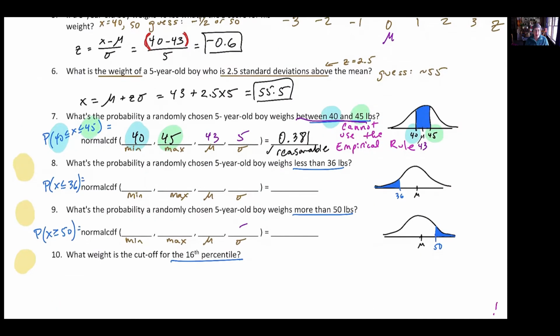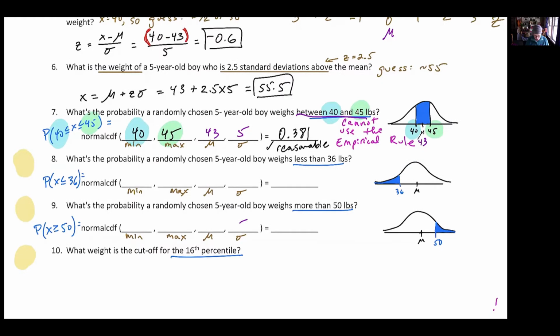So question 8, take a moment and think about, I've got the drawing here for you for question 8 and what that's going to look like. I've written the probability for you. We're finding the probability a randomly chosen 5-year-old boy weighs less than 36 pounds. Think about what you would put in your calculator here. And then the same one for more than 50 pounds.